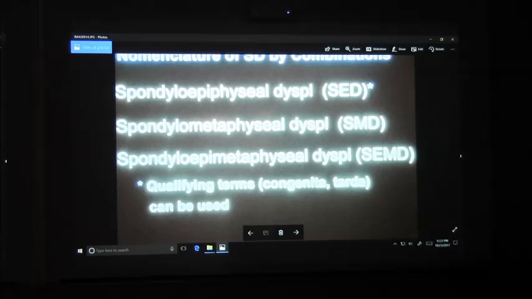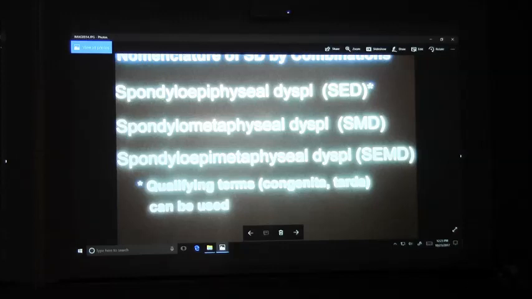So, if we have epiphyseal involvement and spine involvement, we say spondylo epiphyseal dysplasia, SED. If we have metaphyseal dysplasia and spine involvement, it's spondylo metaphyseal dysplasia, or SMD. If we have spine involvement with both epiphyseal and metaphyseal dysplasia, it's SEMD, spondylo epiphyseal metaphyseal dysplasia. These are important because they narrow down the number of conditions you have to think about and look up.